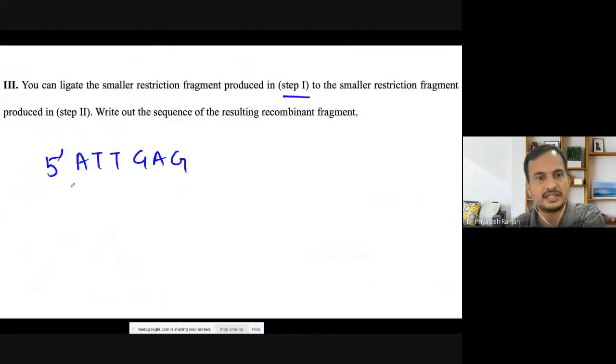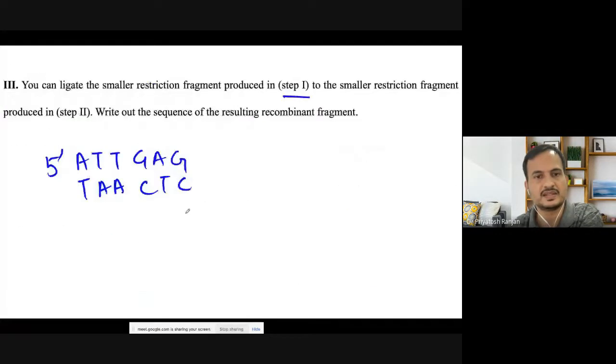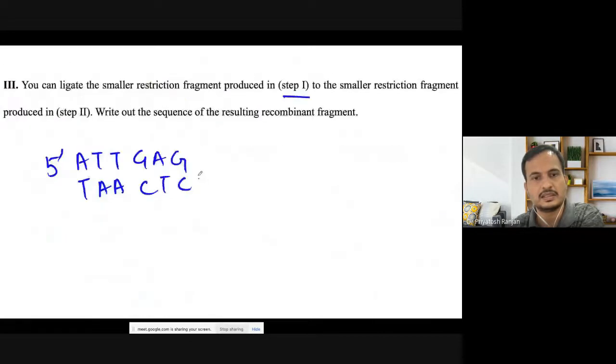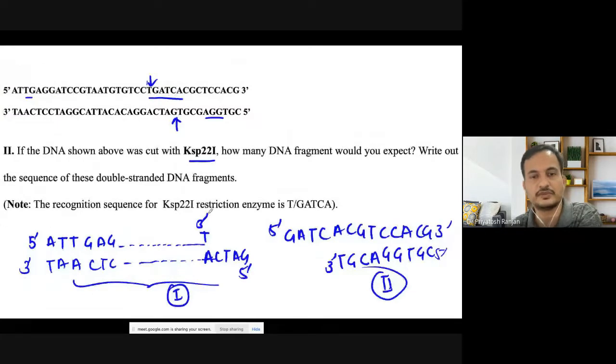And the lower strand is going to be TAA. You can just go back and check those sequences, CTC. And then there are some overhangs, CTAG. So this is coming from BSTY1. Now I need to consider the smaller fragment coming from KSP221. Now what are those sequences? Those are GATCA.